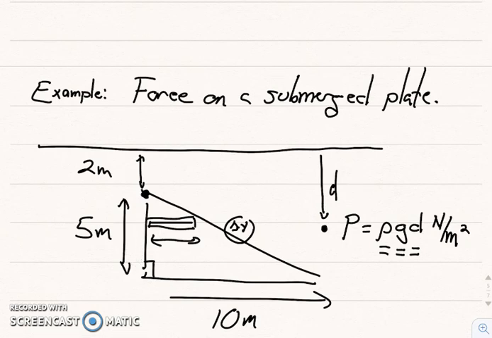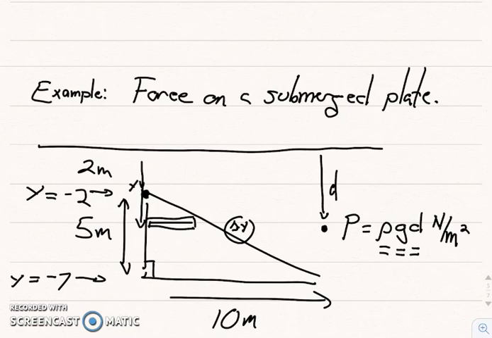The length of the plate, however, will vary as we move down the triangle. So we need to find a precise description of how this length varies as we move down. Moving down will be controlled by a variable y, which will describe our depth below the water's surface. Of course, right here, y starts out at a value of -2 for 2 meters below the surface, and down here, y ends at a value of -7 for 7 meters below the surface. So let's see how we can describe this horizontal length as a function of depth y.